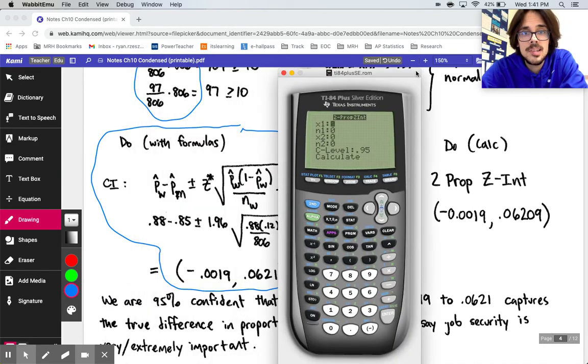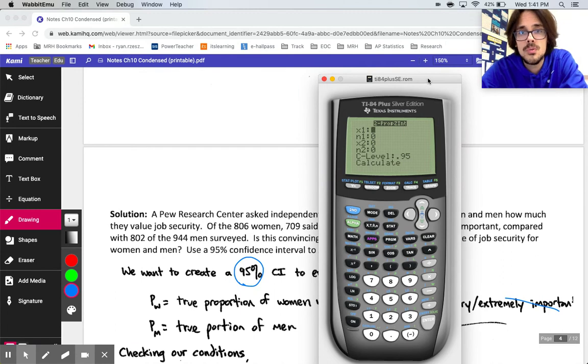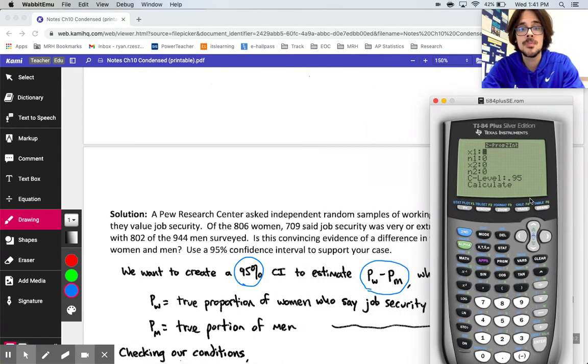When you do this, it's going to ask you to feed it the four values, two fractions from this problem. My first group was women. X1, 709 women said yes, out of 806. And for my second group, the men, 802 out of 944. Remember, you can never have a decimal when you type into these. If they give you a percentage where you convert it and it's a decimal, round it to a whole number when you type these in.